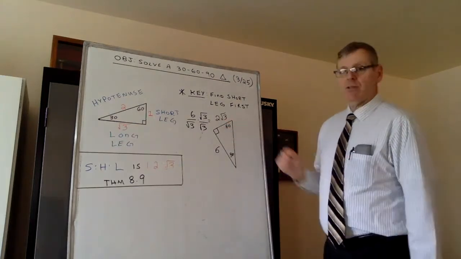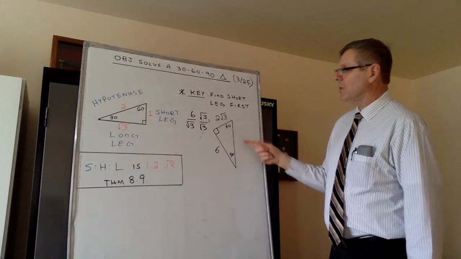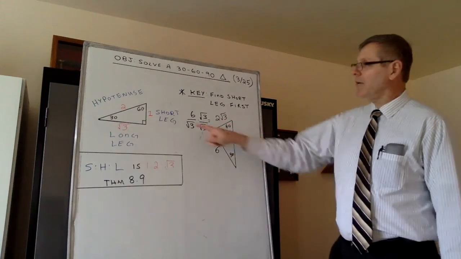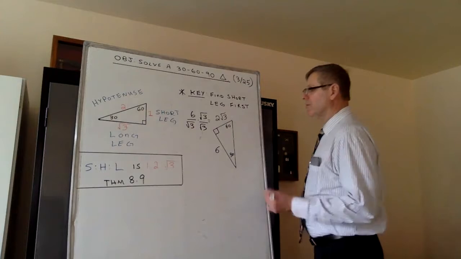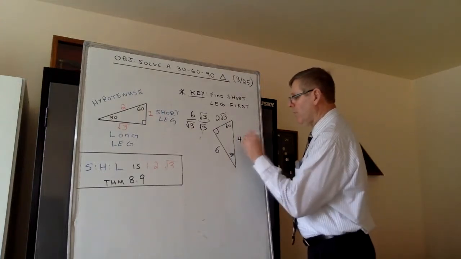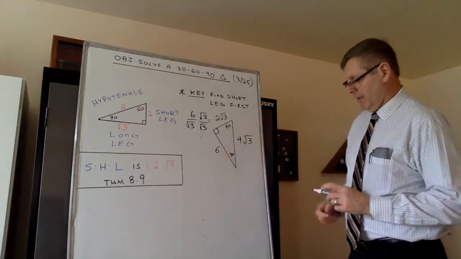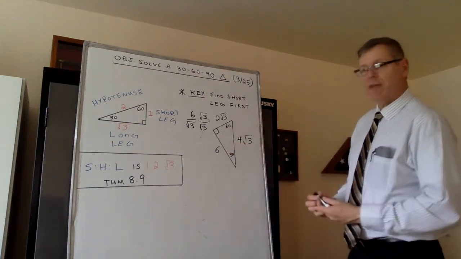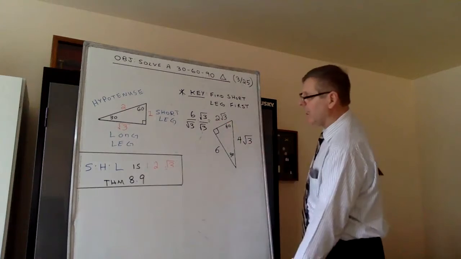All right, now I have the short side. The short side is 2 square root of 3. If I know the short side, what do I have to do to get the hypotenuse? That's easy. All I have to do is double it. 2 square roots of 3 doubled is 4 square root of 3's. Okay, so I now have the 3 sides. I have solved this triangle because I know all the angles and I know all the sides.